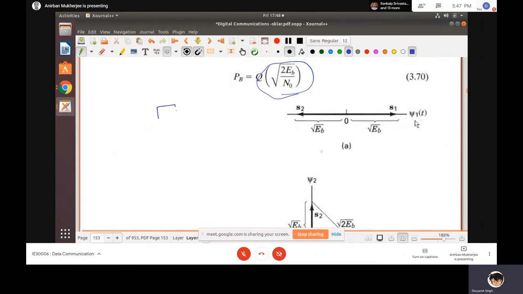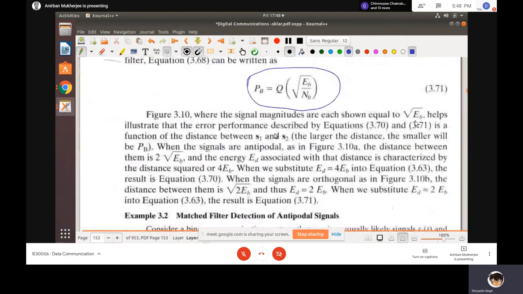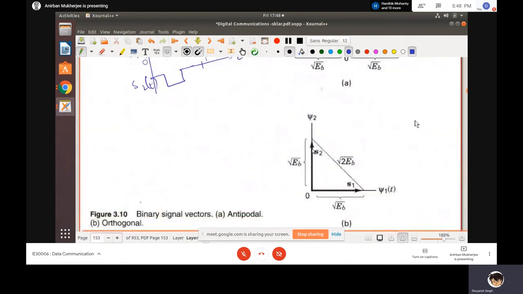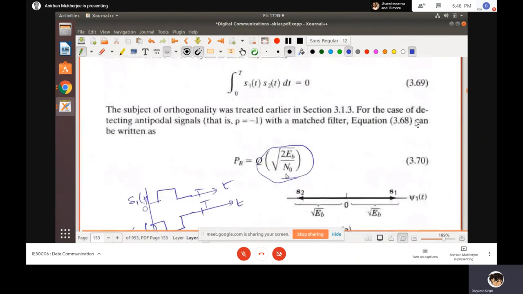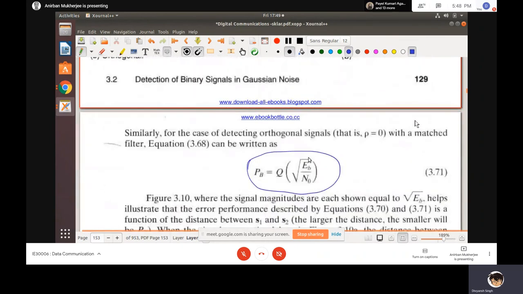If you choose S1 as a waveform something like this, say this is S1(t) from 0 to capital T, and this is your small t, and this is your S2(t), with the same energy and amplitude root Eb, then you have some probability of bit error. Now if you choose S1(t) and S2(t) to be orthogonal, meaning the integral of S1(t) S2(t) is zero, then your probability of bit error will be Q root Eb by N0. Previously the argument was 2Eb by N0, but here it is Eb by N0.